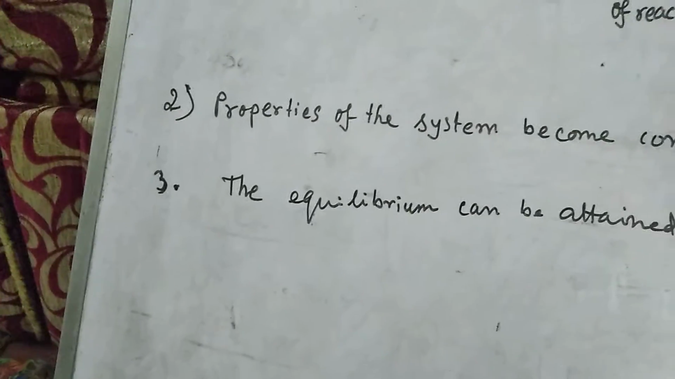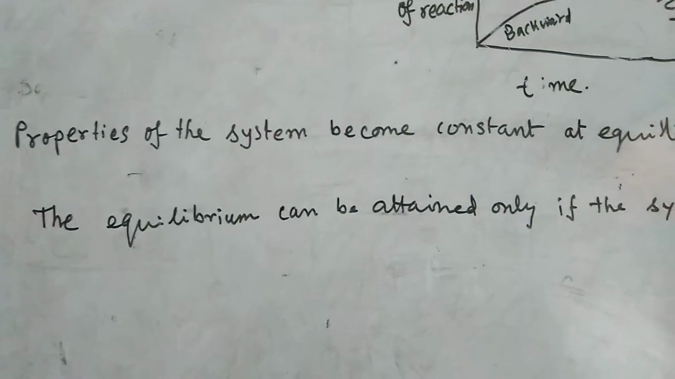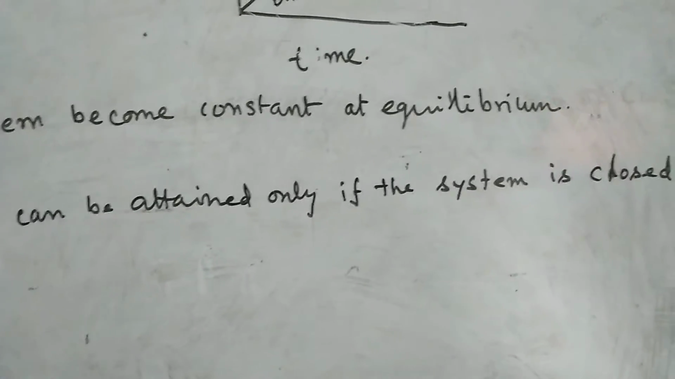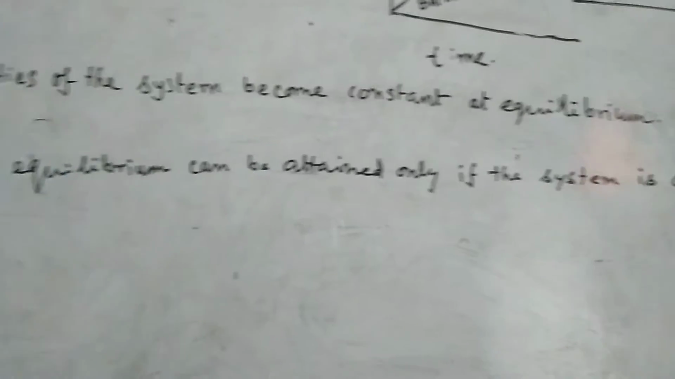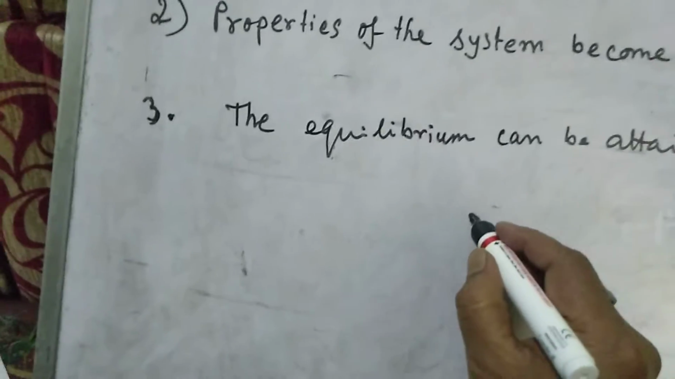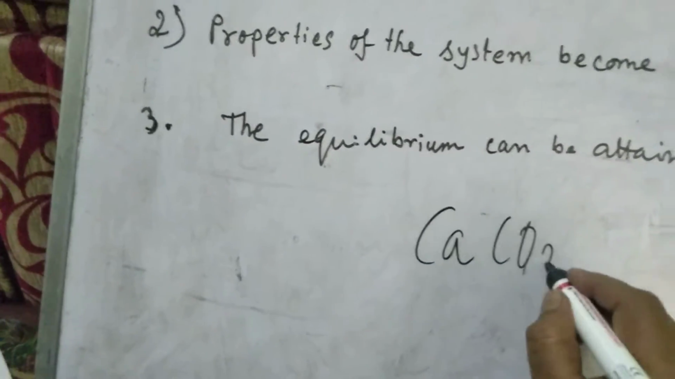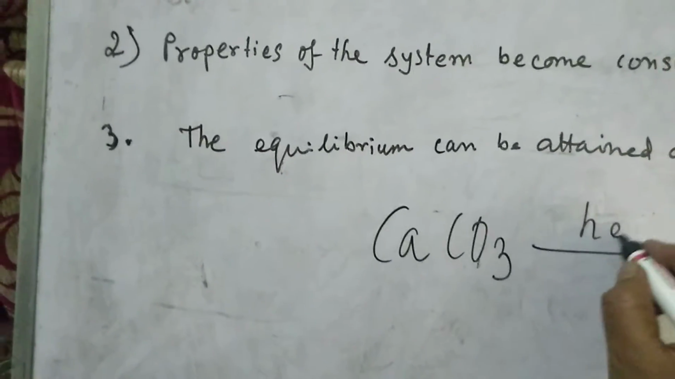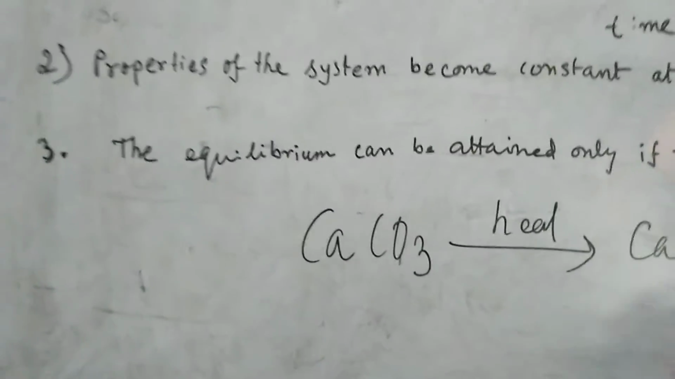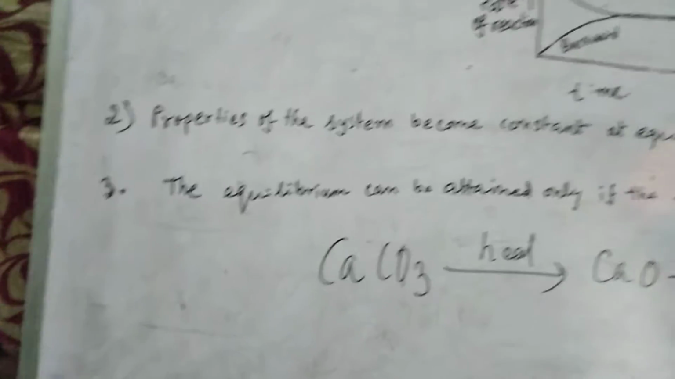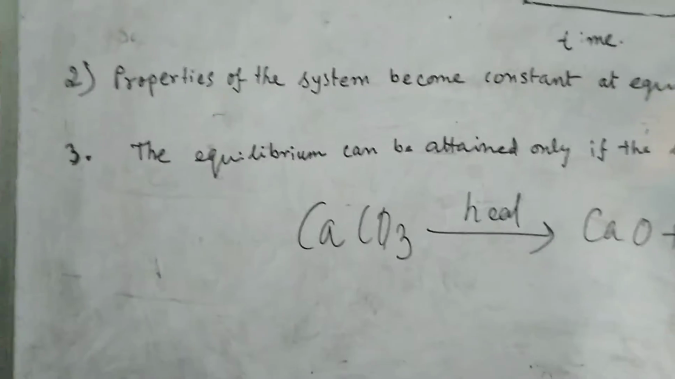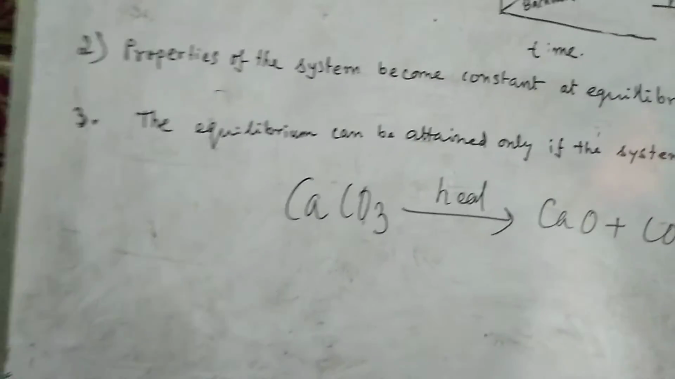Now the third characteristic is that equilibrium can be attained only if the system is closed. I am giving you an example: calcium carbonate. I am heating the calcium carbonate. It will produce calcium oxide and carbon dioxide. I do it in two systems. Still, I have not gone through thermodynamics, so the closed system, open system, isolated system, I can't say.